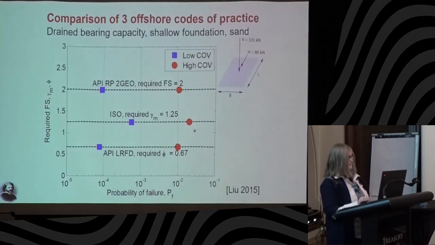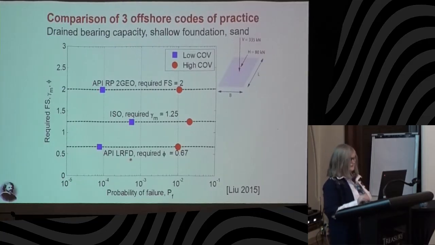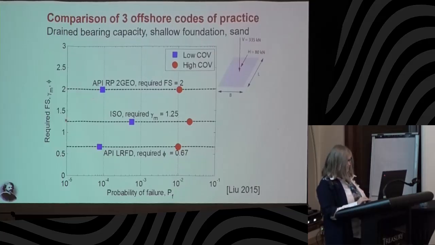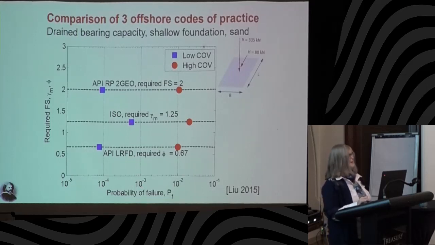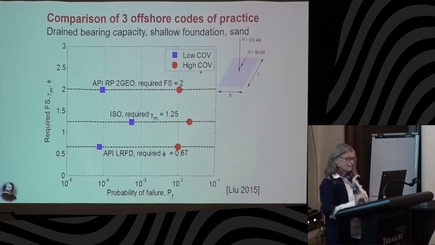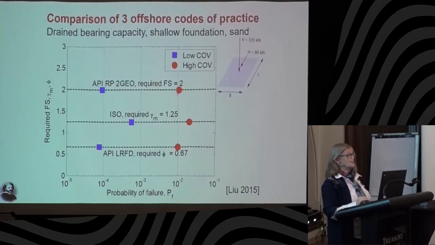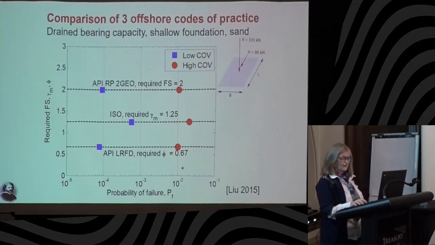And so that means that for the API code, the ISO code, and the API LRFD, load resistance factor design, the partial safety factors, the required safety factors are very different. These are the required safety factors. They give very different probabilities of failures. In this case, for low uncertainty, 10 to the minus 4 per year, and in this case, 10 to the minus 3. And the situation gets even worse when you have high uncertainty in your parameters, and the failure probability gets very low, and you're using very different safety factors.